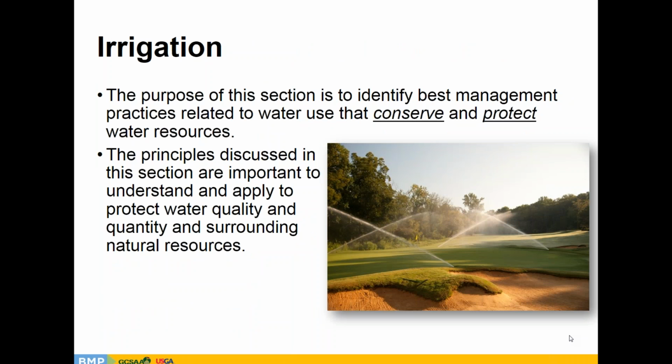The next category of BMPs is irrigation, and the purpose of this section really is to identify those practices related to water use, really coming at it from two different perspectives, both the conservation side of things and then a water quality protection side. And so those two overarching principles that are driving this are very important, realizing that water, or the lack of water, is a major issue within the golf course industry, and so we need as an industry to be very keenly aware of all of those measures to conserve the limited resources that we have, and then also to protect those water resources that are there. And so the principles discussed in the irrigation section really are important to understand and apply when we're dealing with water quality and quantity issues in and around natural resources.